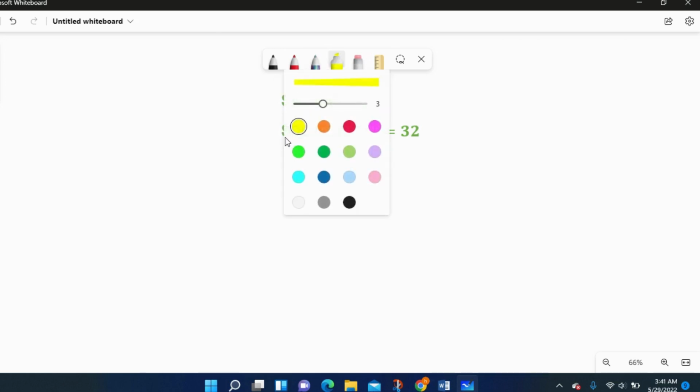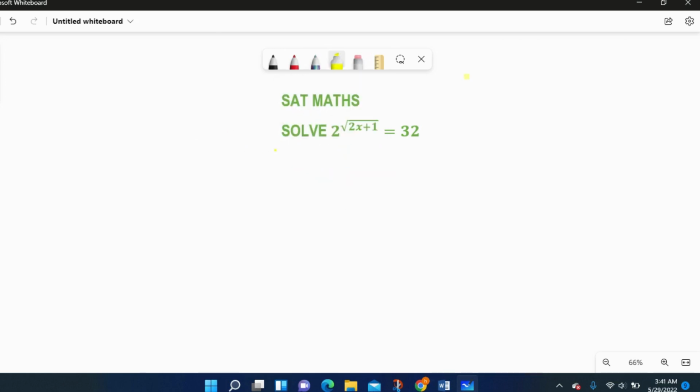And the question says we should solve for x: 2 raised to the power square root of 2x plus 1 equal to what?